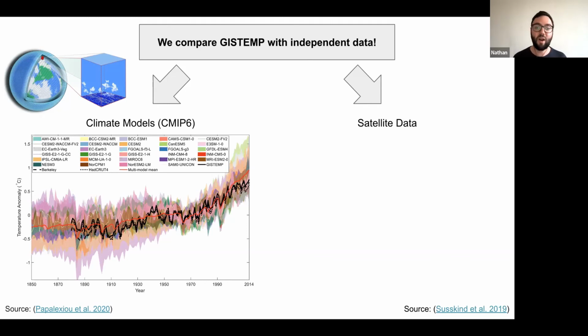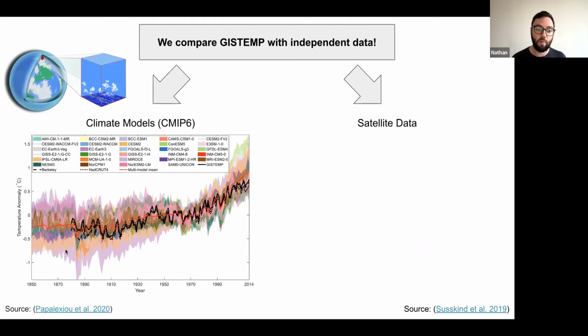I'm going to talk through this quickly, but I want to orient you to a few things on it. In black, we have GISTemp, which is the NASA surface temperature product I've been talking about. And in red, we have the multi-model mean, which is the average of all of these runs shown in all the other different colors.